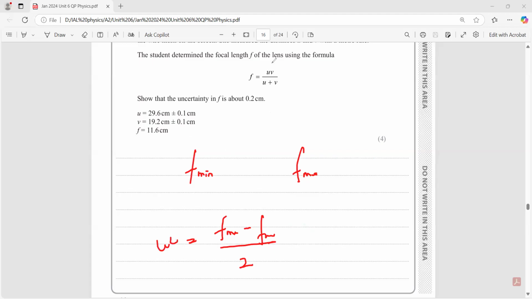What will be the F minimum? F minimum is when U is small, V is small, and U plus V is greater. And what is the F maximum? F maximum is when U and V are the greater value and U plus V is a smaller value. That will be F max. And then F max minus F minimum divided by 2 will also give us the uncertainty. That is another way of doing the same question. Okay? Is it clear?